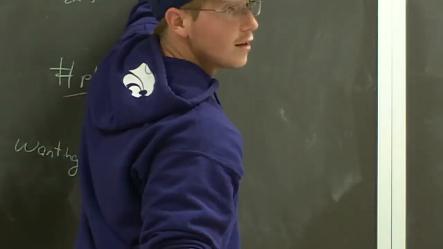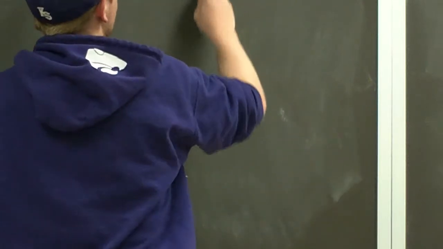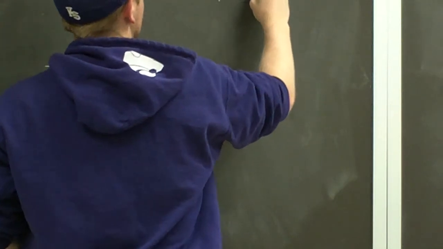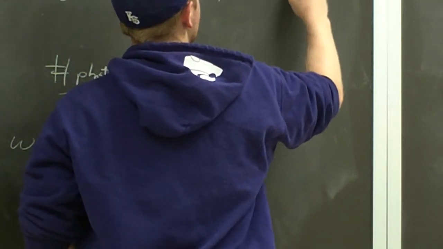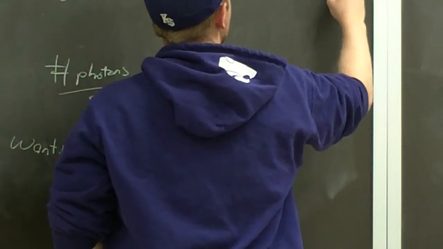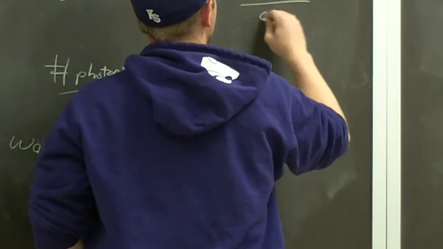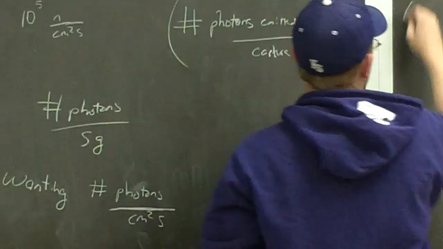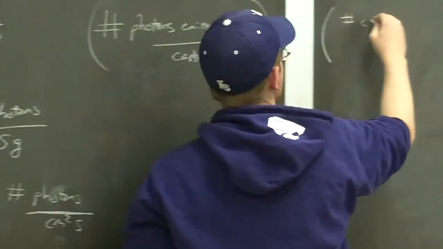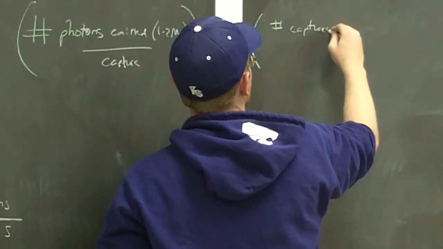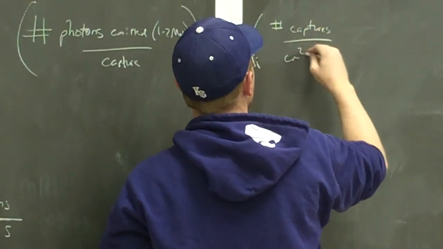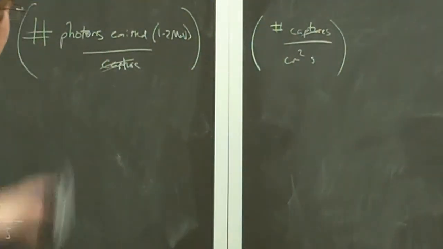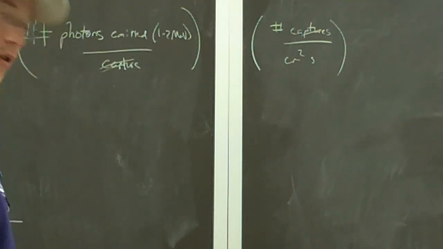Sorry, just trying to figure it out. So, okay, you find in that table the number of photons. All you have to do is know that table's there. Yeah, photons emitted. You could logically walk through that. So from 1 to 2 MeV per capture, you multiply that by the number of captures per centimeter squared per second. Captures cancel, and you get the number of photons emitted in the energy range per area per second.